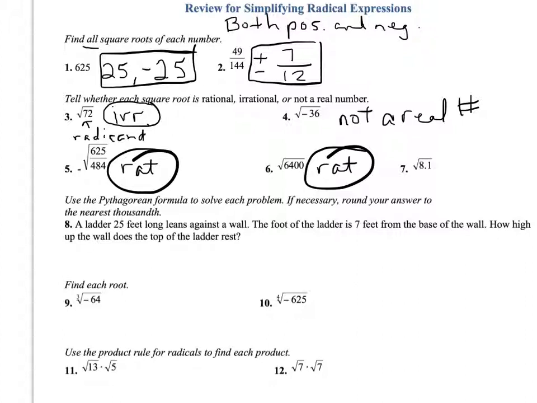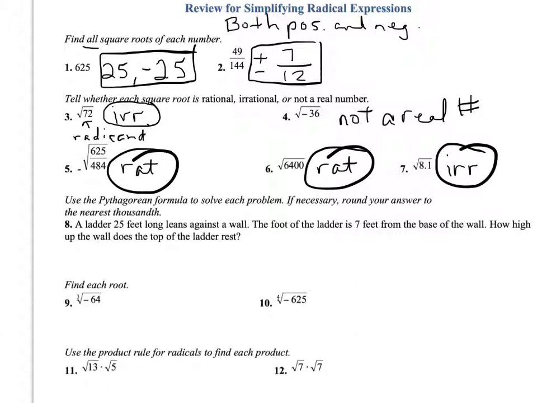But if you check number 7, because the decimal is where it is, we're taking the square root of 8.1, that creates a problem for me. If the decimal was in front of the 8 or after the 1, this number would be rational, but because of where it is, that makes it irrational.